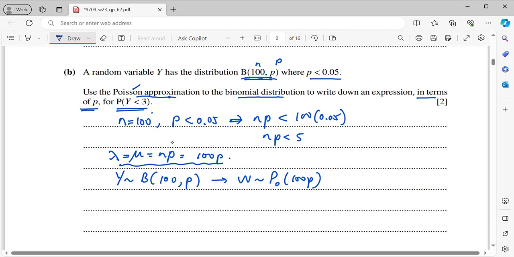Okay, so because the question says you need to leave your answer in terms of p, my lambda, or my mu here, is going to be 100p. So now, the probability of Y less than 3.